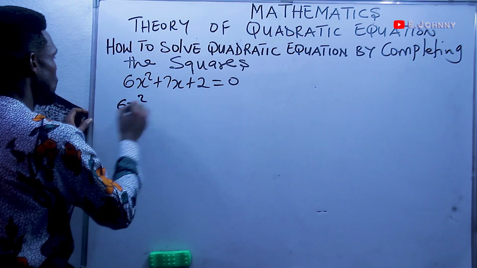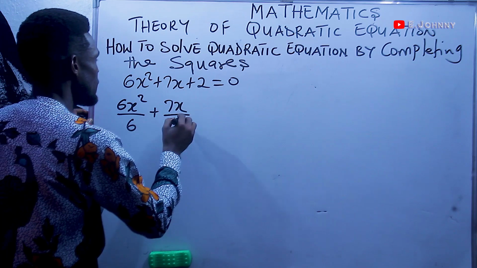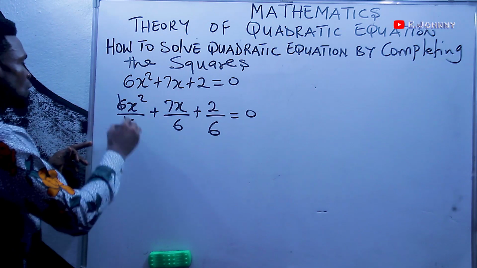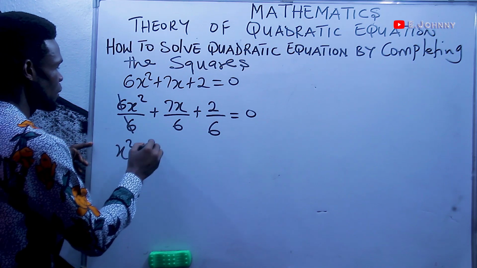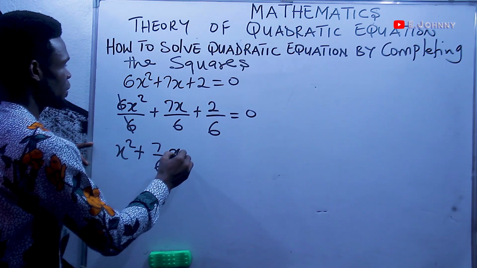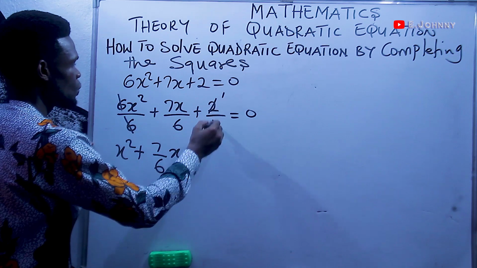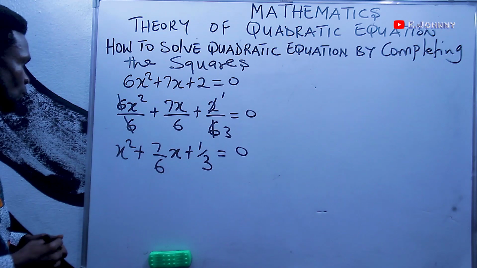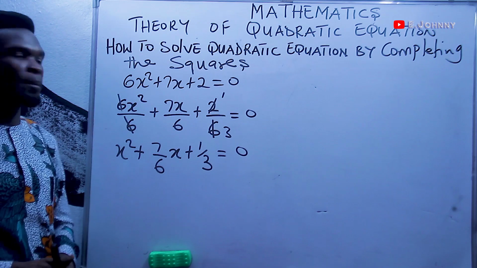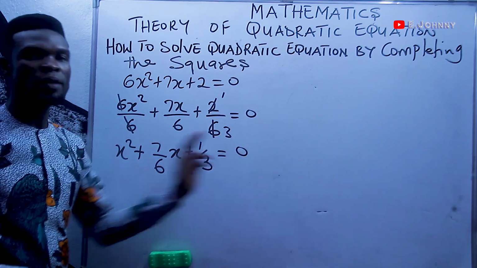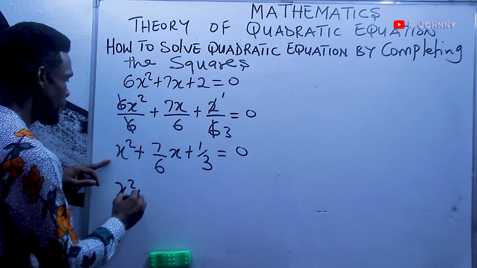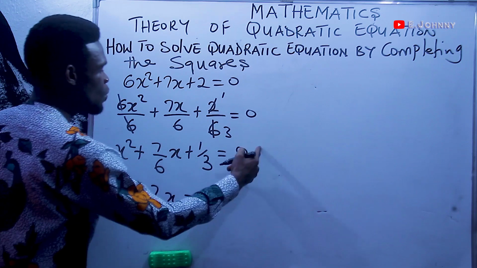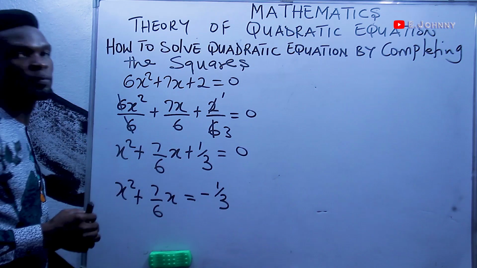I have 6x squared divided by 6 plus 7x divided by 6 plus 2 divided by 6 equals 0. Now this and this will go, so you have x squared plus 7/6x plus, 2 here 1, 2 here 3, plus 1/3 equals 0. Now next step, take the constant term to the right hand side. So you have x squared plus 7/6x equals, plus 1/3 will move to become minus 1/3.